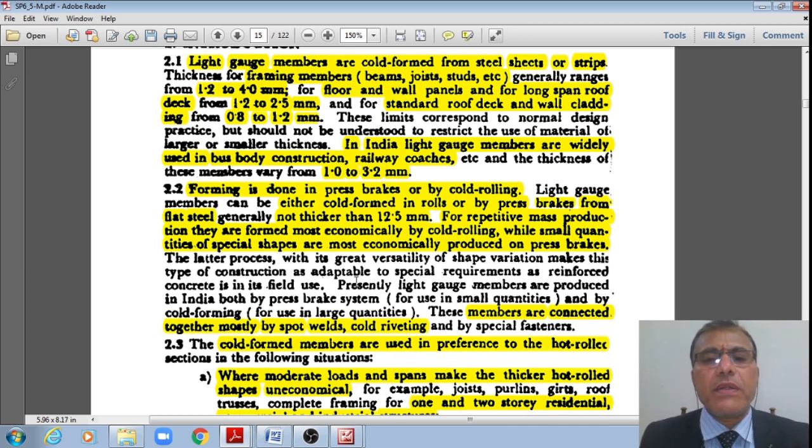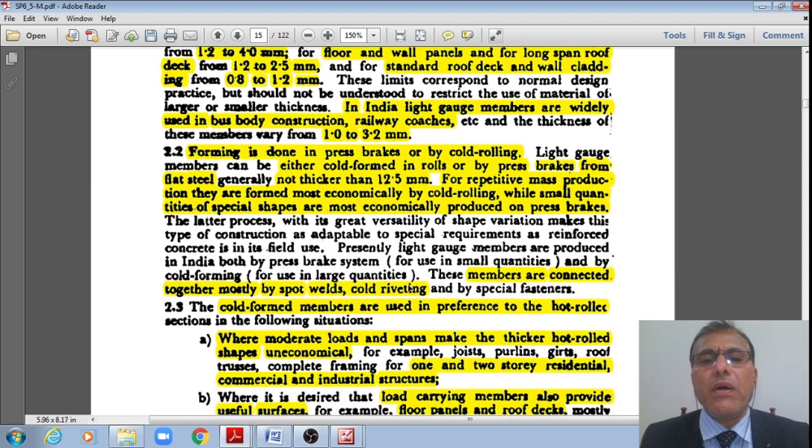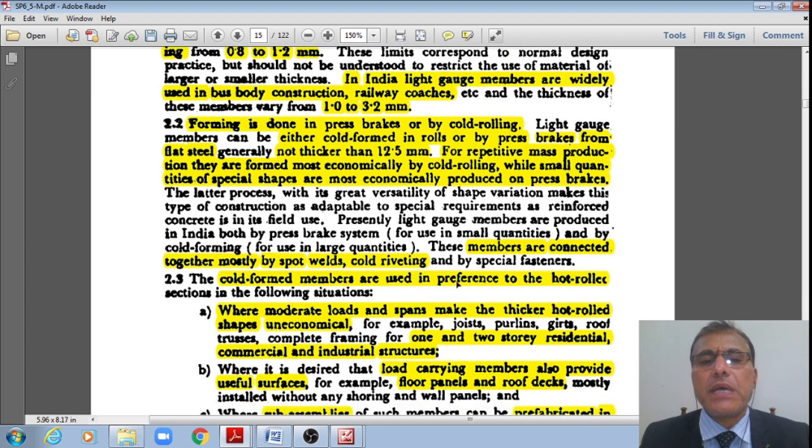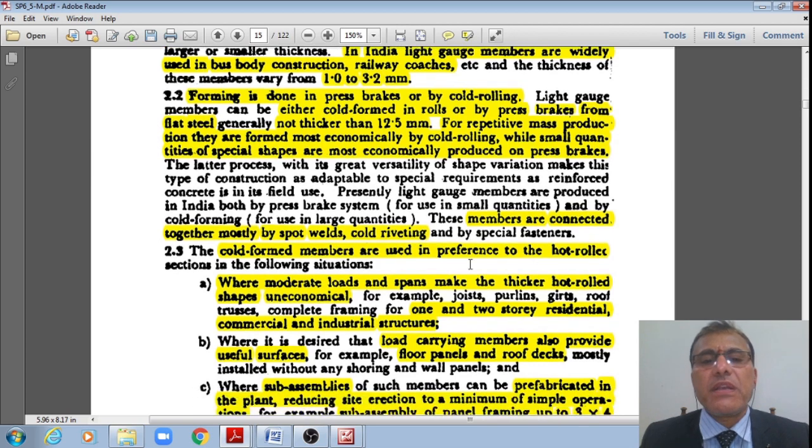Now, the latter process, with its great versatility of shape variation, makes this type of construction as adaptable to special requirements as reinforced concrete is in its field of use. Presently, light gauge members are produced in India by both the press brake system as well as the cold forming system. These members are connected together mostly by spot welds, cold riveting and special fasteners.